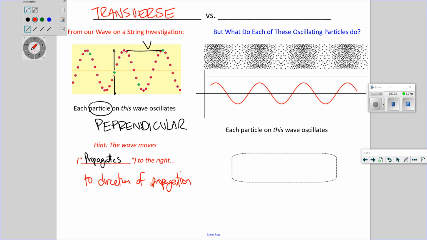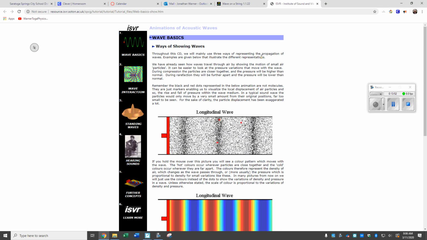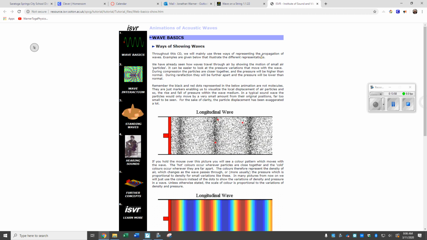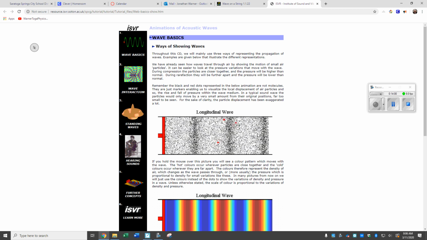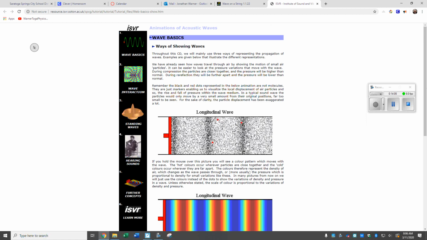Now there are other kinds of waves that are called longitudinal, where parts of the wave oscillate. It's hard to see this, but well, there's a nice little animation of this. There we go. I should give credit here. ISVR. Who are the ISVR folks? Oh, University of Southampton. Thank you very much, University of Southampton.